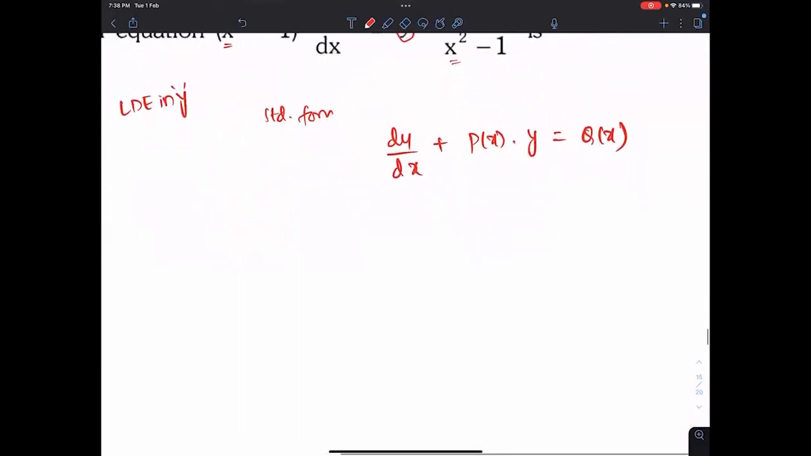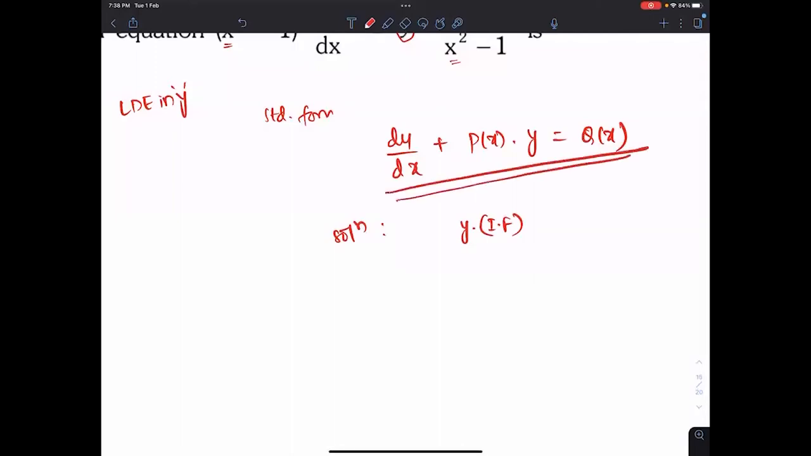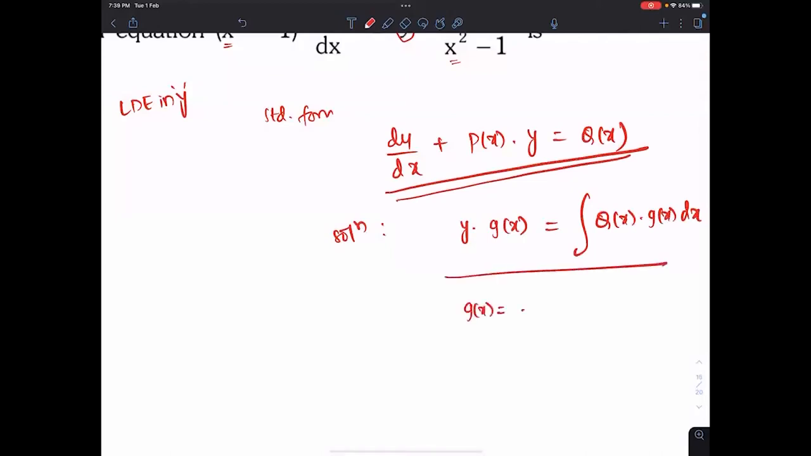No? So your y into the integrating factor, the solution will be this. The solution for this differential equation will be y into, okay, let me not call it the integrating factor, y into some function g of x is equal to the integral of q of x into g of x dx. So this will be the answer for the differential equation. Now what is that g of x? g of x is e to the power integral p of x dx. I hope you know already.